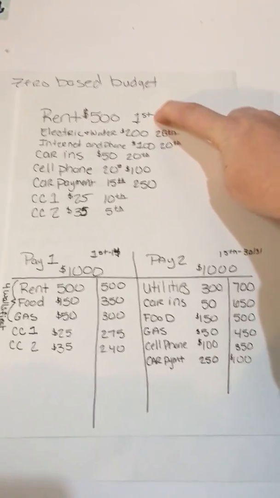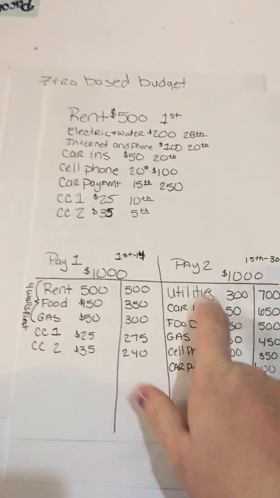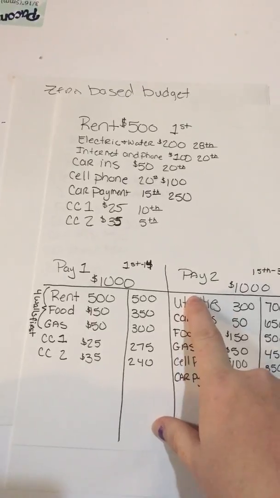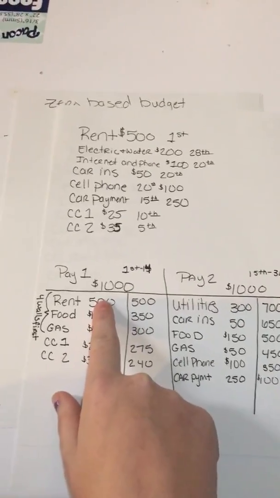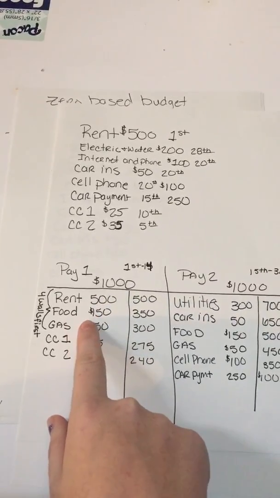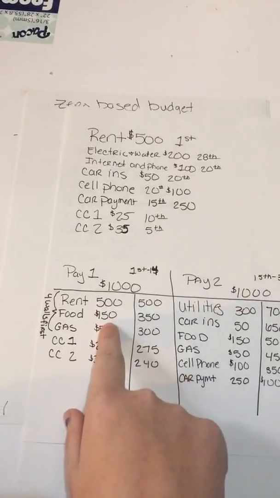So if our rent's due on the 1st, ideally we want to be able to pay it before it's due. So we want to be able to pay it out here. But for this, we couldn't make it work if we're just starting out this month. So rent's getting paid on the 1st. You're going to pull out your food and your gas. These are your four walls. They are the most important things. This is what gets paid.